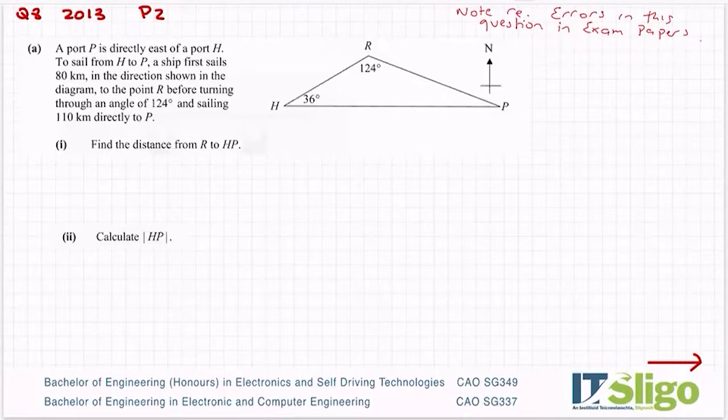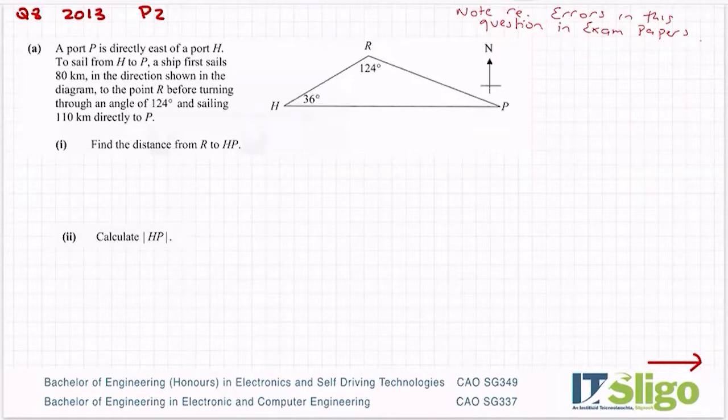Part A, a port P is directly east of a port H. To sail from H to P, a ship first sails 80 kilometers in the direction shown in the diagram to the point R before turning through an angle of 124 and sailing 110 kilometers directly to P.